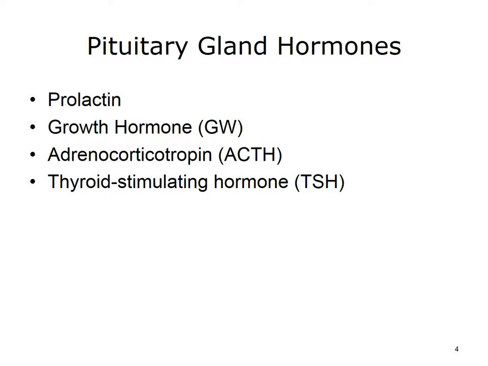Adrenocorticotropin, or ACTH, promotes the release of cortisol, another hormone, which is produced by the adrenal glands. Thyroid-stimulating hormone, or TSH, promotes the release of hormones from the thyroid gland and assists in the regulation of metabolic processes in our body.